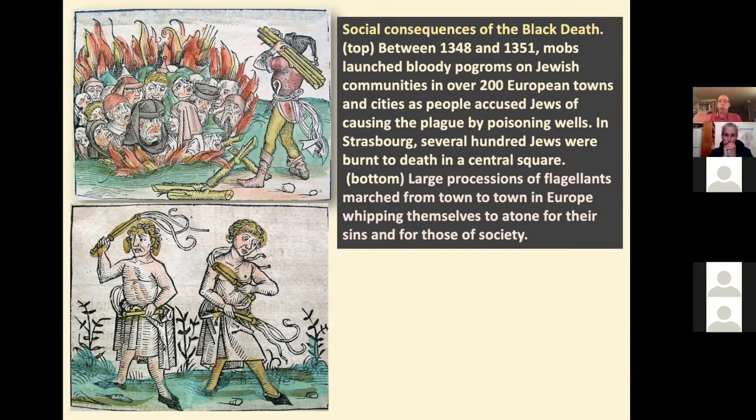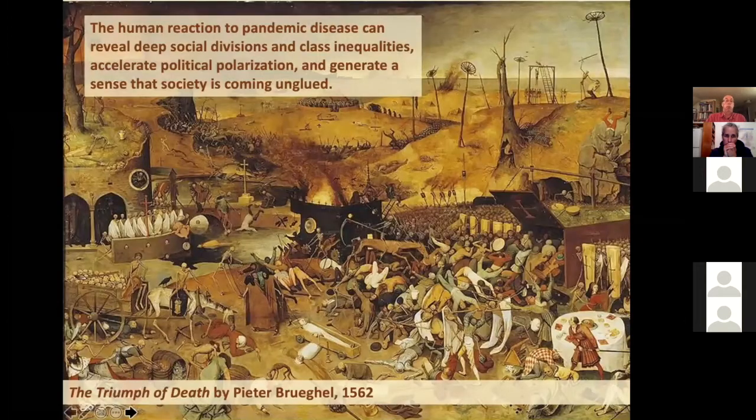So these notions, the event breaking in from the outside, inexplicable, often revealing existing social divisions, class inequalities. I love this painting, by the way. This is Peter Bruegel from the 1560s, and if you dig into it in detail, you've got just about every form of violence and disease and bodies, carts full. I mean, that sense of a society becoming completely unglued.